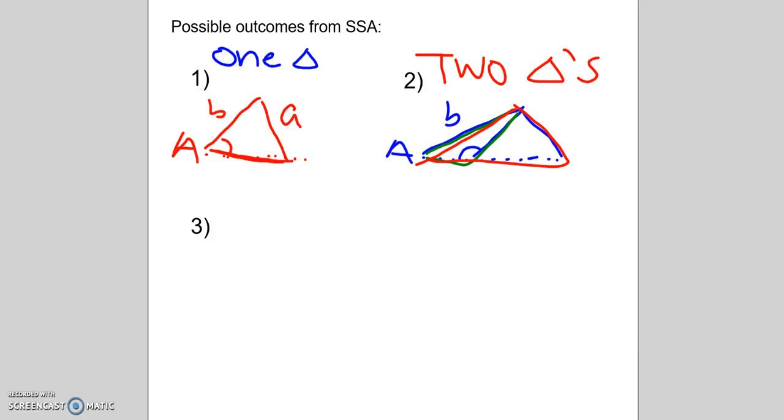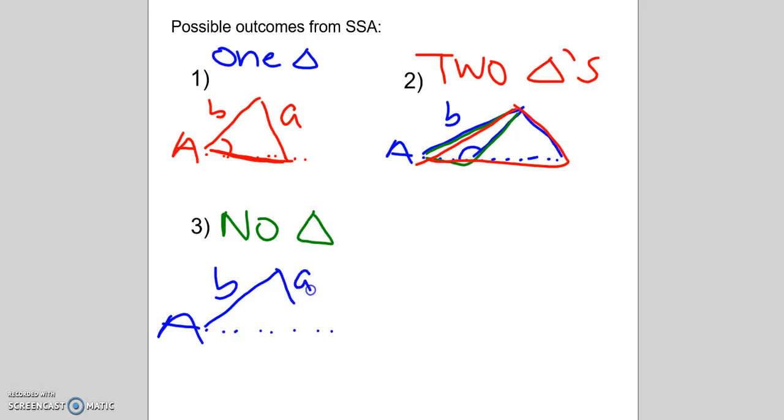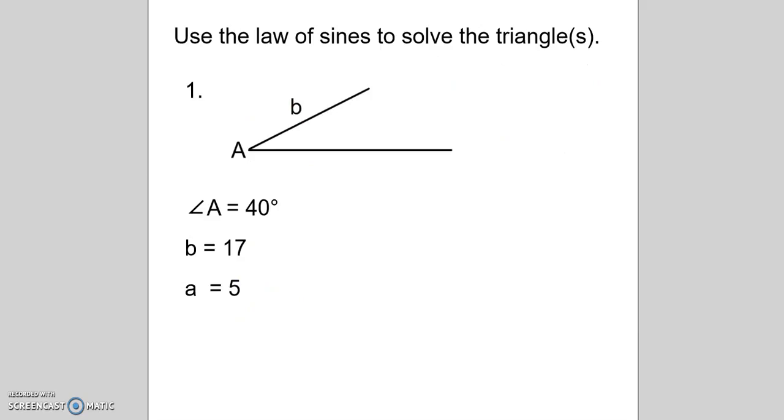And then the last possibility is where we end up with no triangle. Okay, so we're still given a side and angle. So again, we'd have our side B, our unknown side, our given angle A, and then we'd find that this side right here would be too short to create a triangle, so we would have no possible triangle existing. So the best way to look at these is to just solve different problems and see how the cases work out.